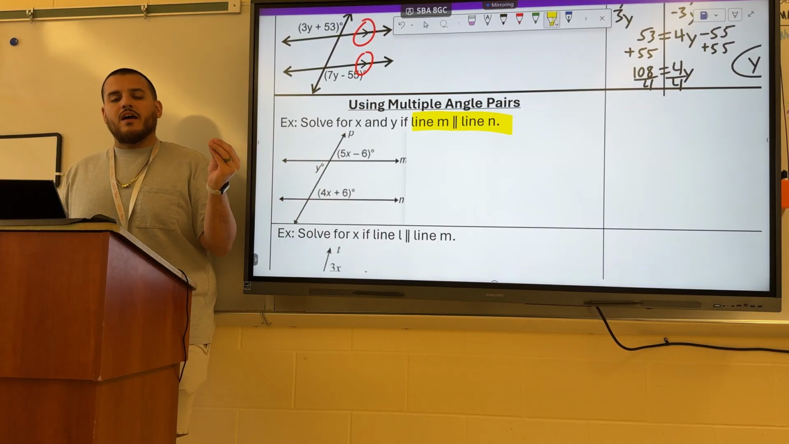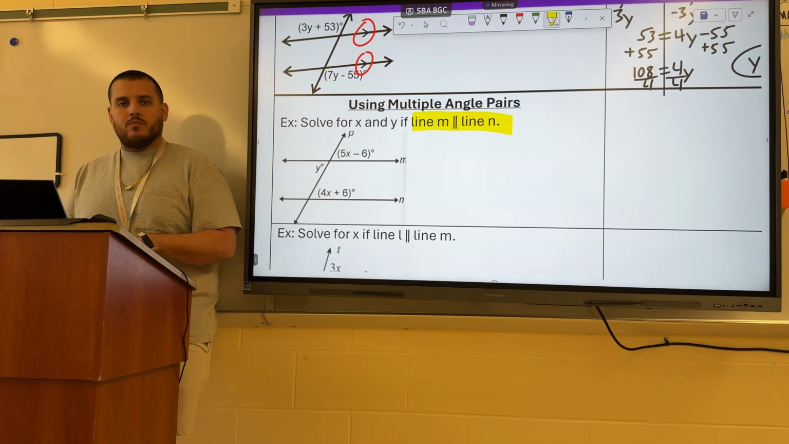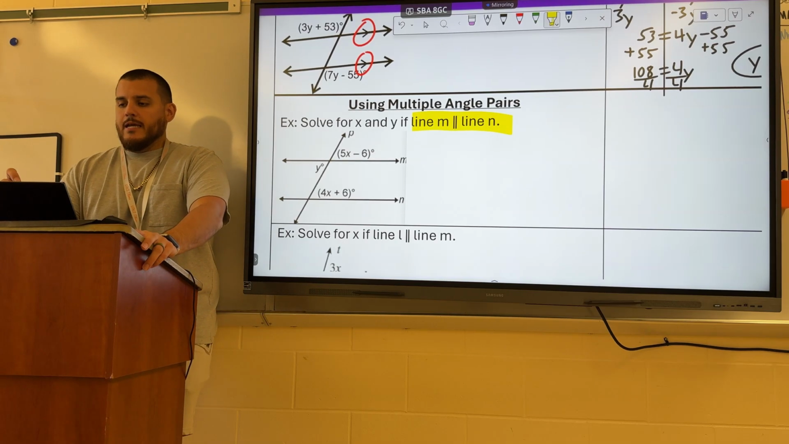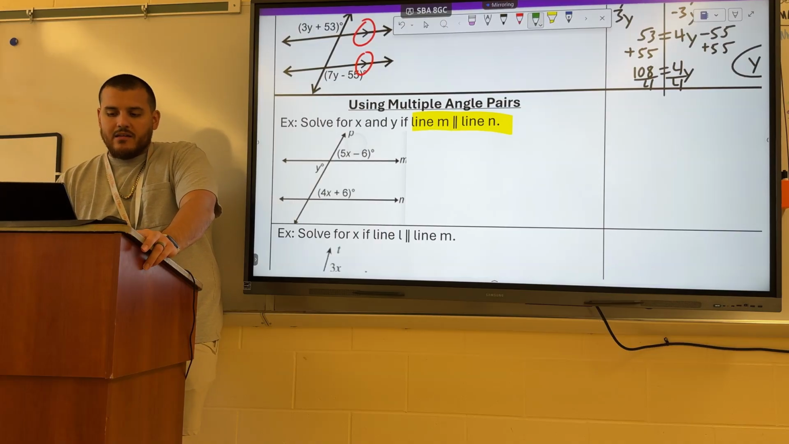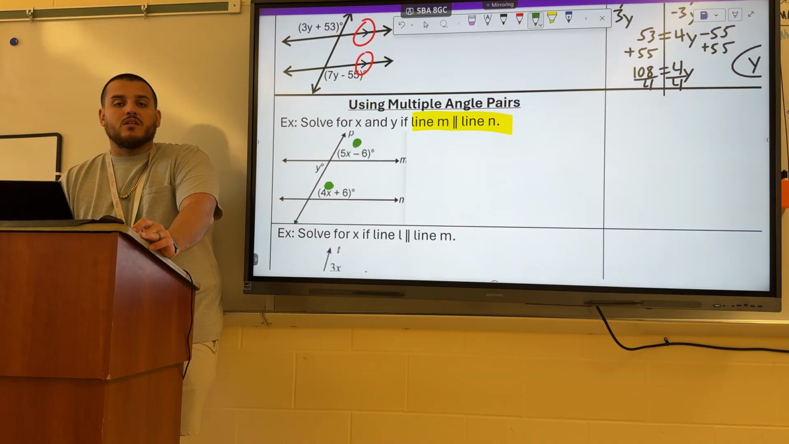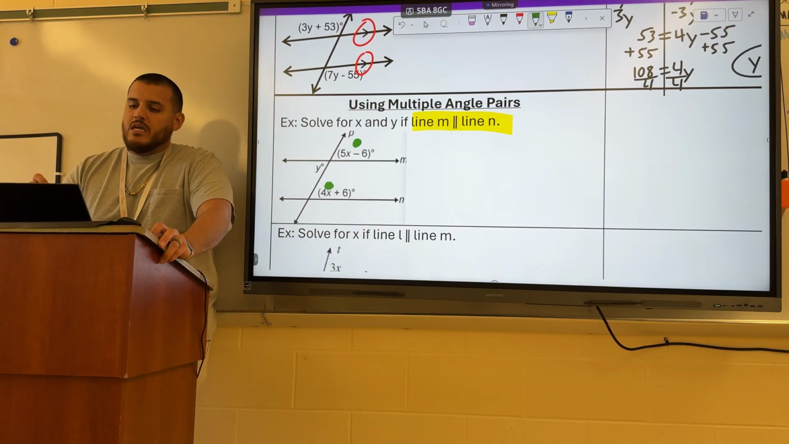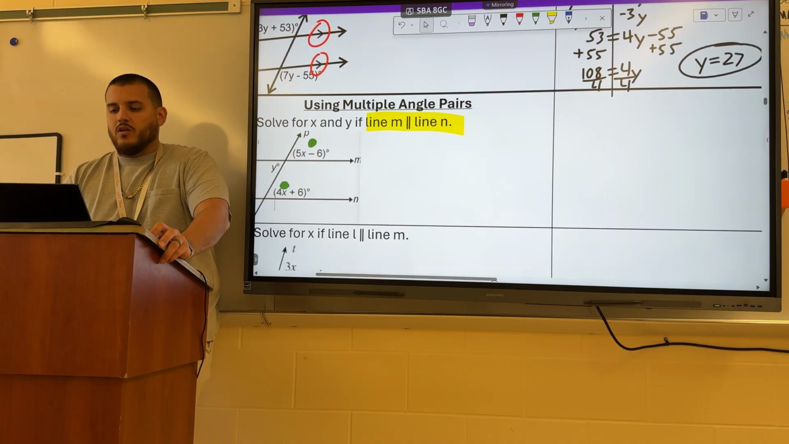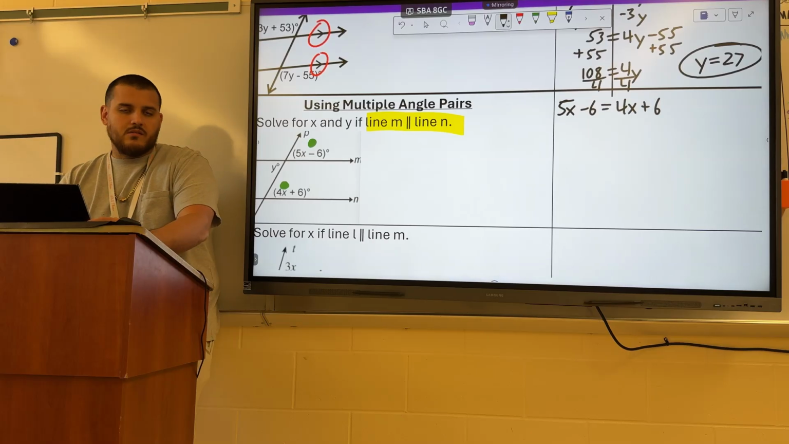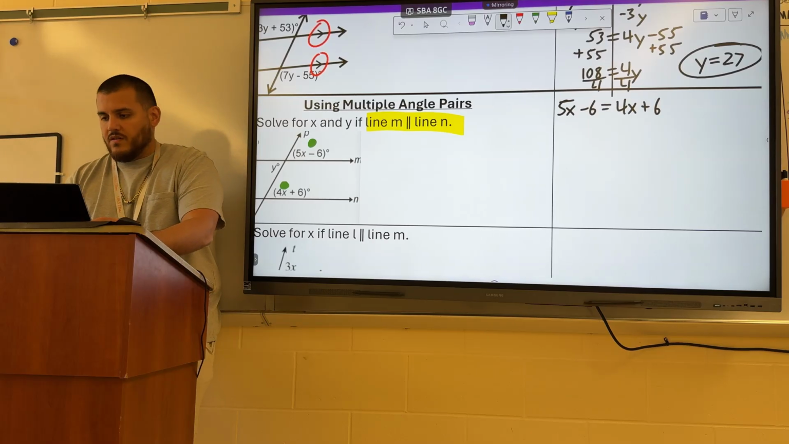So again, we're just trying to find one angle pair at a time and solve for one variable at a time. I can't solve for x and y simultaneously. What I can notice though is that my x is up here at the top right of its intersection, and this x is at the top right of its intersection as well. Those are matching positions. That means these are corresponding angles, and on our parallel lines, these corresponding angles must be congruent to each other. Therefore, that 5x minus 6 will equal the 4x plus 6. And I can start here and solve for x.